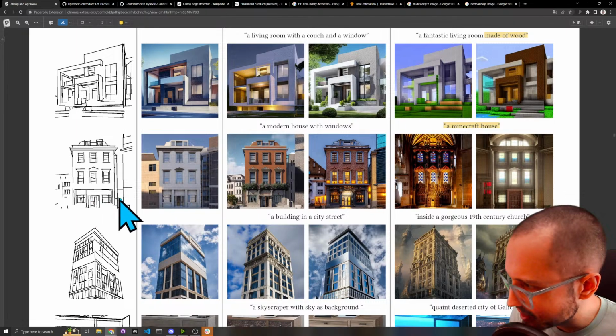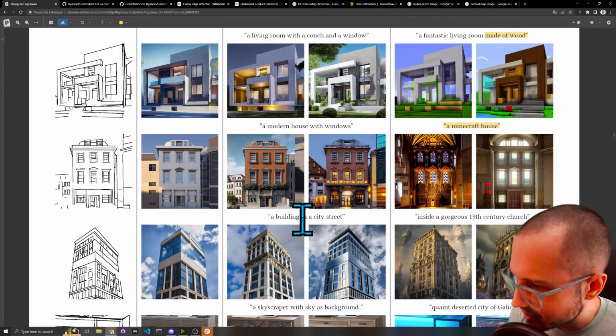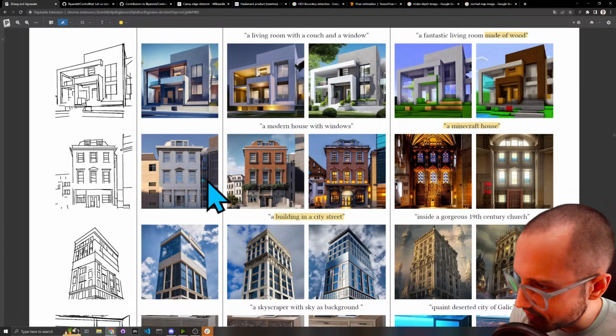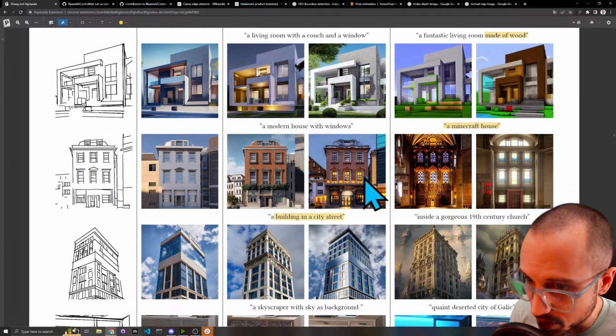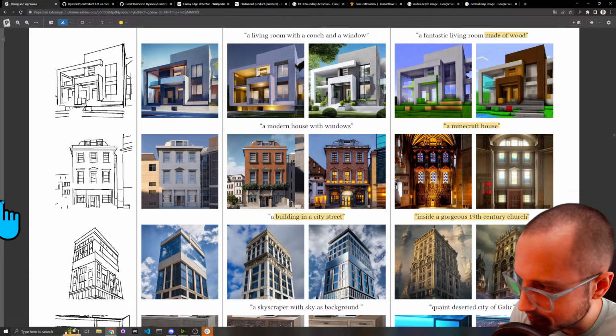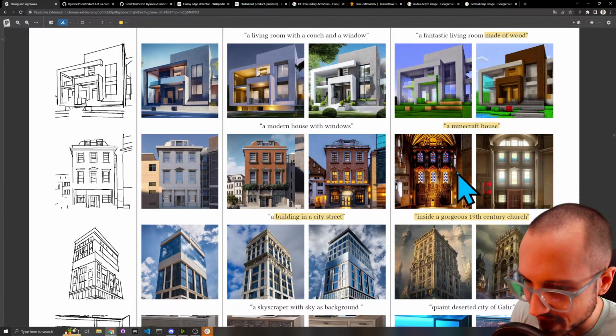Ooh, this one's kind of interesting. So you can see here with a building on a city street, it very clearly follows the fact that this is a building. But then if you say inside a gorgeous 19th century church, Stable Diffusion figures out some way to make this the inside of a church, even though it's very clearly the outside of a house.